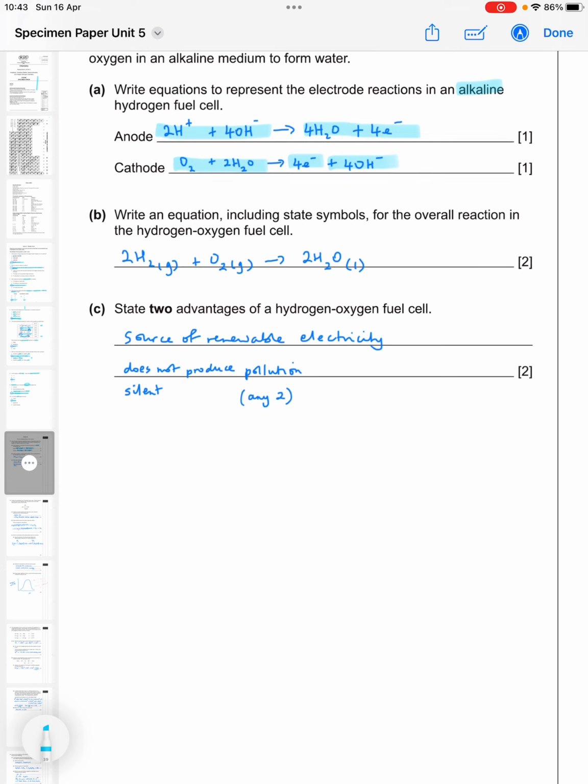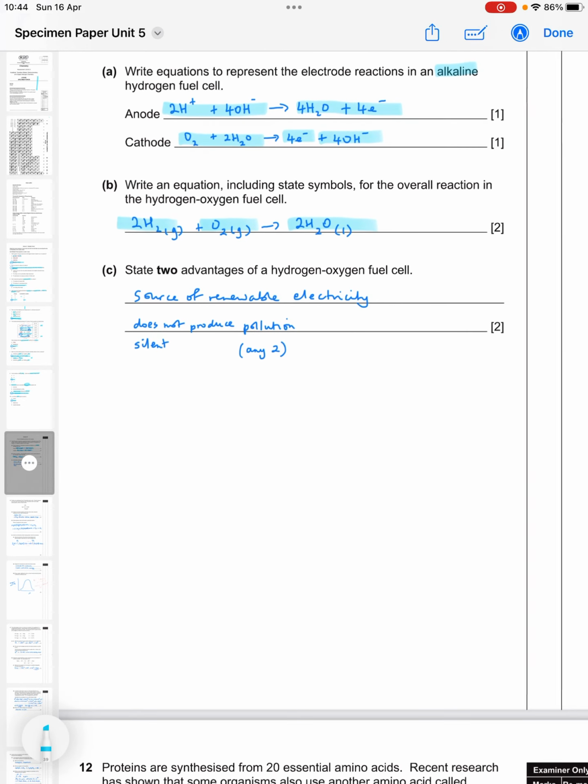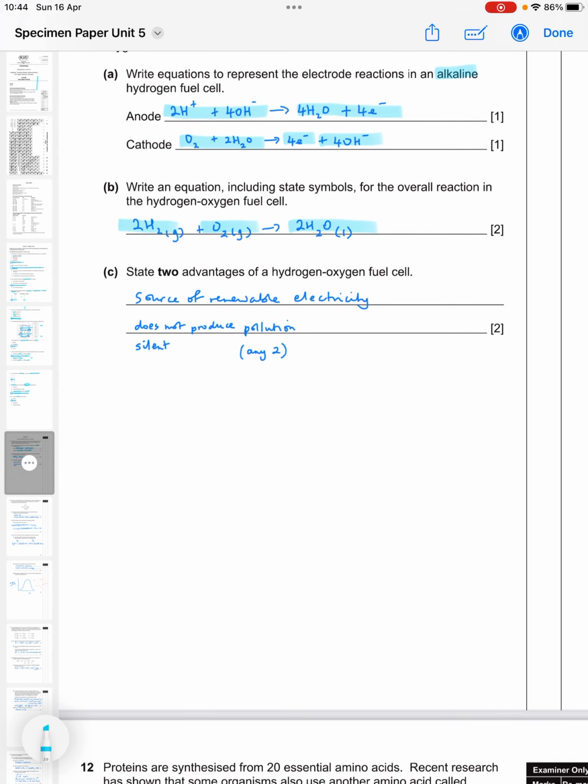Then write an equation including state symbols for the overall reaction in the hydrogen-oxygen fuel cell. So when you add them both together, you end up with 2H2 and O2 gives us 2H2O. So that's the overall equation. 2 marks for that, 1 for the left-hand side, 1 for the right-hand side. Or possibly actually 1 for the balanced equation and 1 for the state symbols.